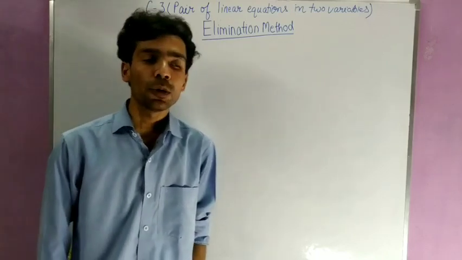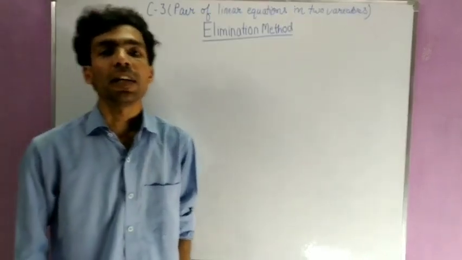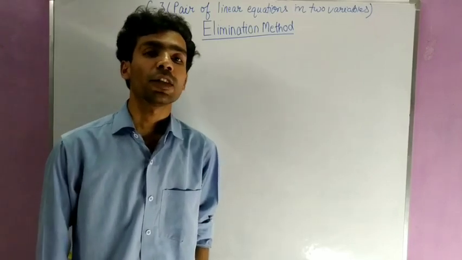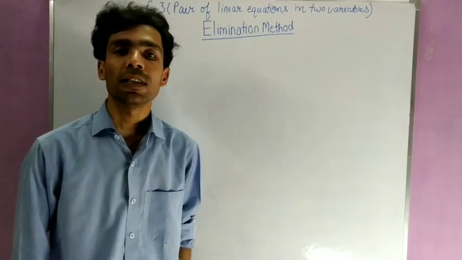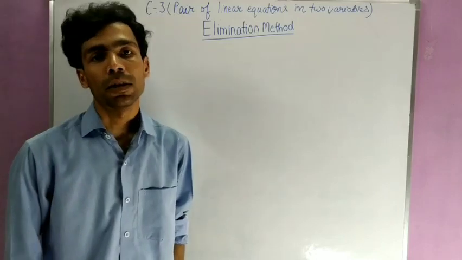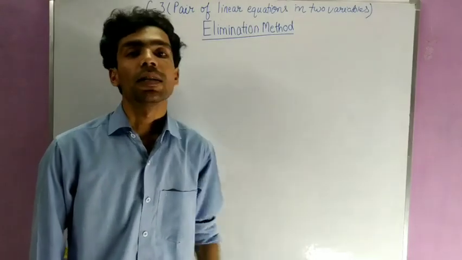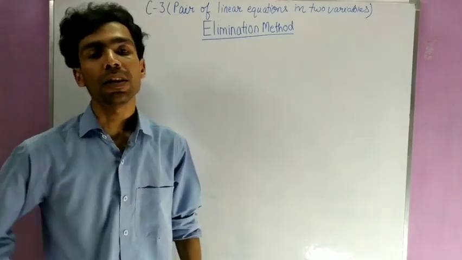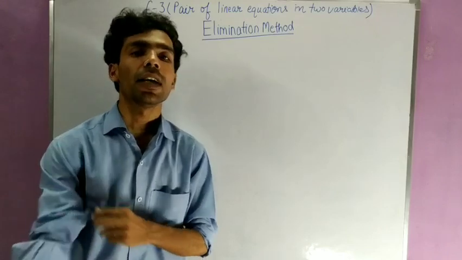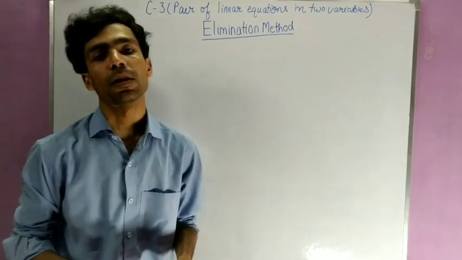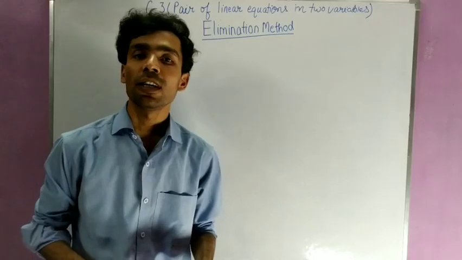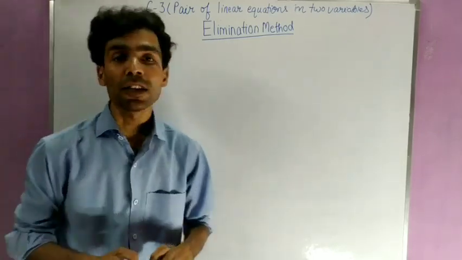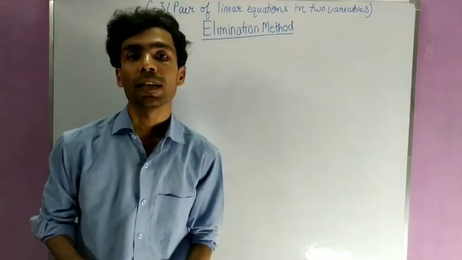I told you the solution of a pair of linear equations can be calculated by two methods. First was the graphical method, which we have already studied, and the second is the algebraic method. And in the algebraic method, there are three methods. First is the substitution method, second is the elimination method, and third is the cross multiplication method. The substitution method we have already studied, so today we will study the next method, which is known as the elimination method.